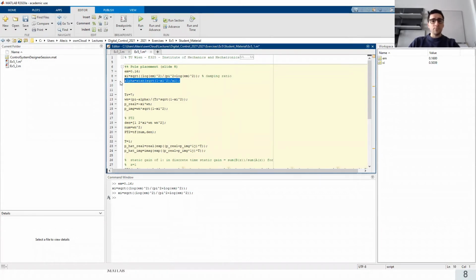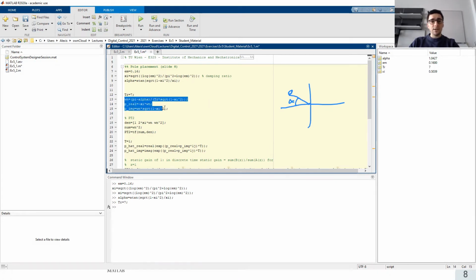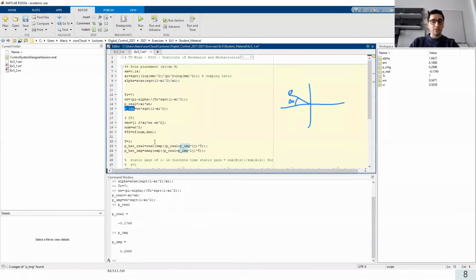And then I can also compute alpha. Remember, alpha is the angle of the pole. So when you have the pole located here, you have here an angle called alpha. And then I'm using the second specification I want, which is the rise time of 7 seconds. I can compute omega n with a formula which I've seen, and then I can compute the real and imaginary part, which are minus 0.17 and 0.29.